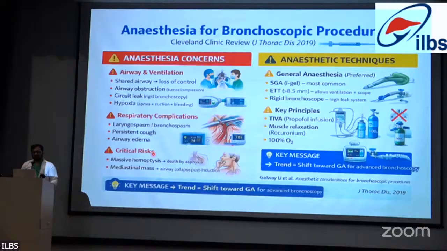Respiratory complications include laryngospasm, bronchospasm, persistent cough, and airway edema. Now, for all these procedures, it is better that complex bronchoscopy procedures are always undertaken under general anesthesia with the airway secured, either using a supraglottic airway or an endotracheal tube. In case rigid bronchoscopy is used, we have to make sure that the patient is getting ventilated because it is a high leak system.